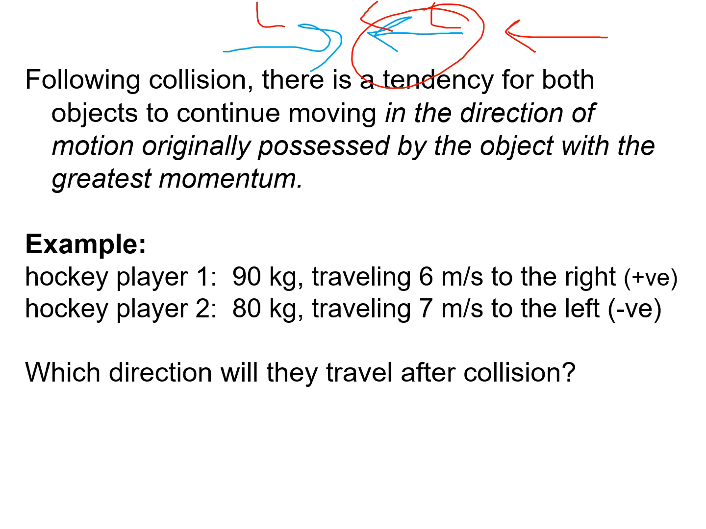So let's look at an example here. We have two hockey players. One has a mass of 90 kilograms and is traveling at 6 meters per second in the right direction, so it's going to be positive. The second hockey player has a mass of 80 kilograms and is traveling at 7 meters per second to the left, so it's going to be negative. They're heading in the negative direction. Which direction will they continue to travel after they collide?